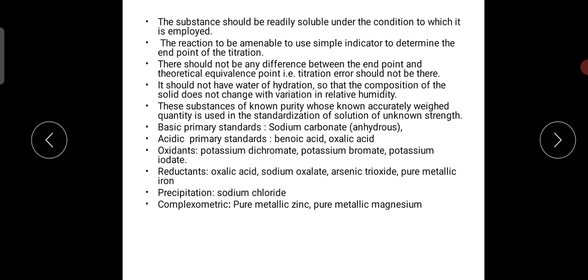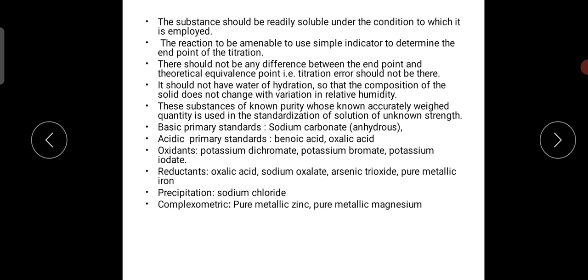Then let's see some examples of primary standards. In the case of neutralization titration, that means acid-base titration, basic primary standards are there, and also acidic primary standards. An example of a basic primary standard is sodium carbonate, and in the case of acidic, benzoic acid and oxalic acid. Many more examples are there. I just mentioned one or two. You can see them in detail in your textbook.